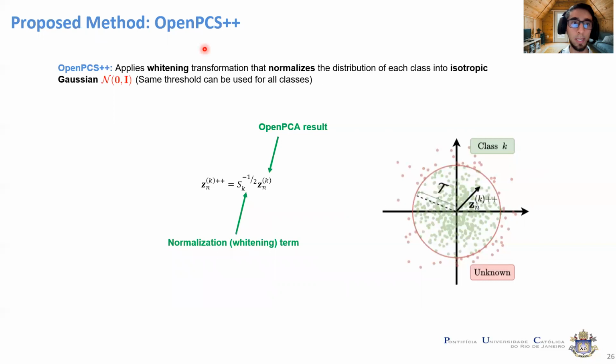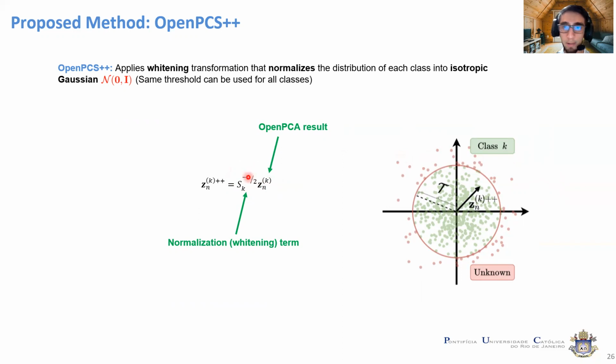In this work, we propose a normalization process resulting in a new approach called OpenPCS++. Here we apply a whitening transformation, normalizing the distribution of each class into an isotropic Gaussian with mean 0 and covariance matrix equal to identity. To do this, we just multiply the result of the OpenPCA times this value, which is the covariance matrix powered to the -1/2.